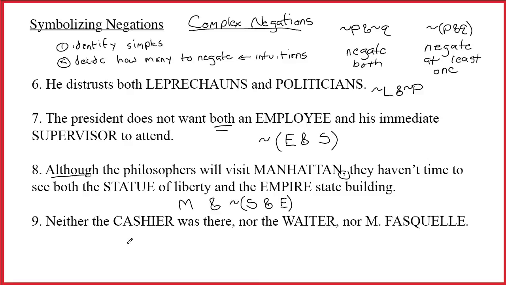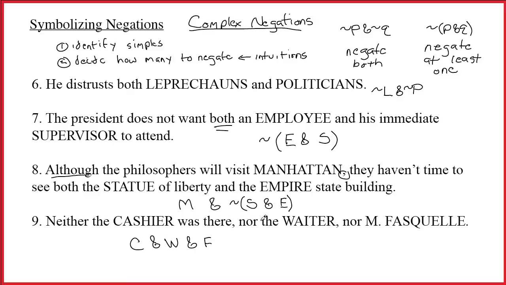Finally, sentence number 9. Neither the cashier was there, nor the waiter, nor Monsieur Fasquelle. Here's a complex negation with 3 parts. This is probably the easiest sentence on the page, though. Simple sentences: the cashier was there, the waiter was there, and also Fasquelle, or you could use either the M or the F for this. I'll use the F. So the cashier was there, the waiter was there, Fasquelle was there. How many of these have to be negated?